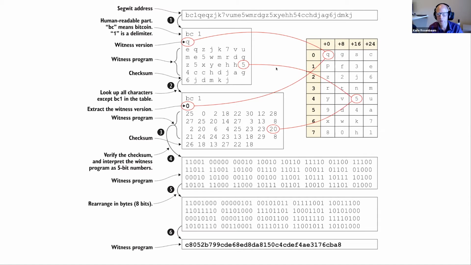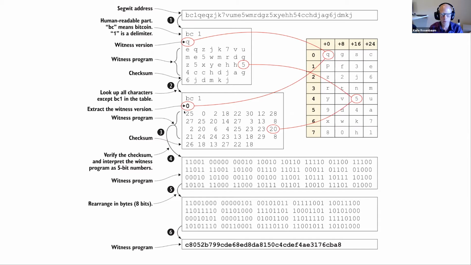And this 5 here represents 4 plus 16, which is 20, and so on. And then you have these last 6 characters represent a checksum. So this is the checksum, and this is what we call the witness version. So we extract this witness version from this process. So we remember this. That's why it's bold here. We remember this witness version.